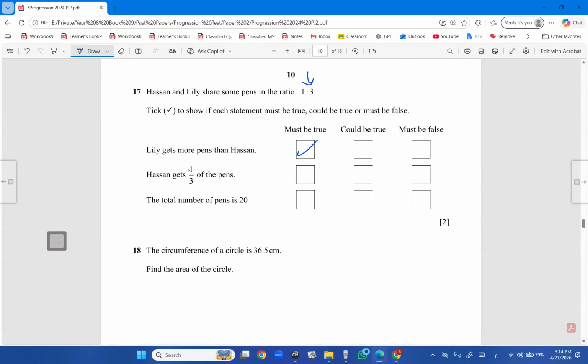Hassan gets 1 over 3 of the pens. No, Hassan doesn't get 1 over 3. Hassan gets 1, yes, but out of the total, which is 4. So no, must be false. It is 1 over 4.